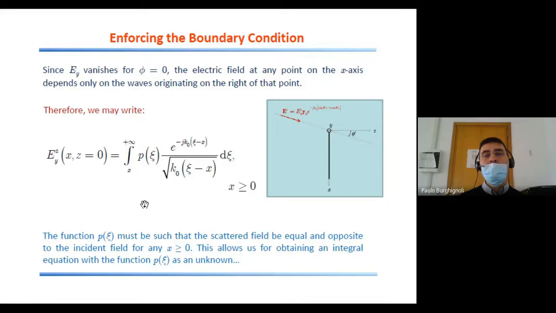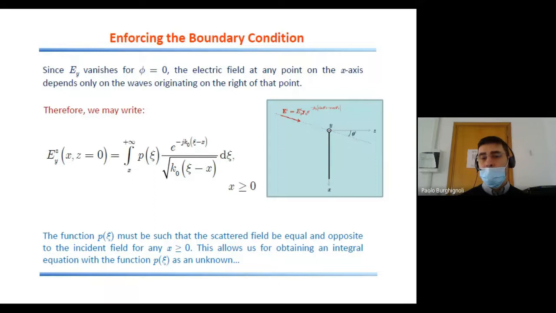The integrand is, of course, the amplitude of the source, P of psi, that we introduced, so an exponential divided by a square root. Of course, the argument is now psi minus x, since we are referring this solution as positioned at psi along the half plane. P must be such that the scattered field be equal and opposite to the incident field on the entire half plane where x is larger than or equal to 0. And this will allow us to obtain an integral equation in the unknown.